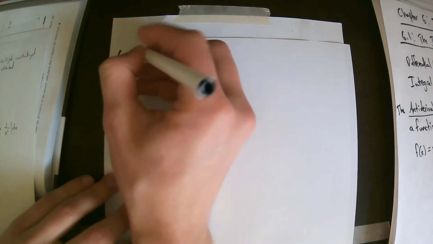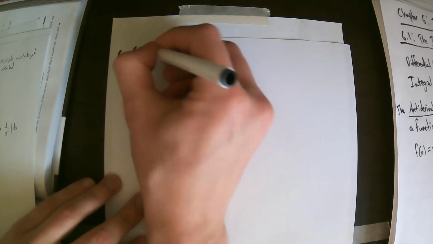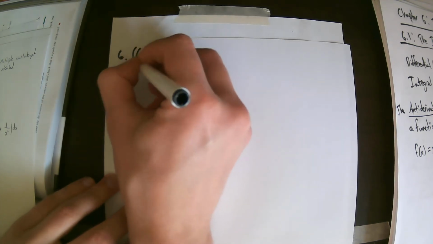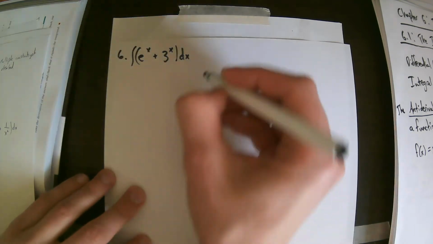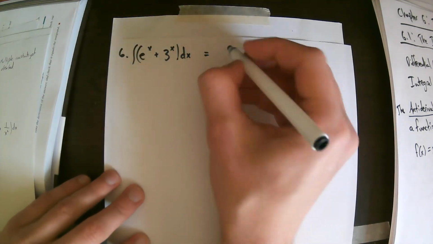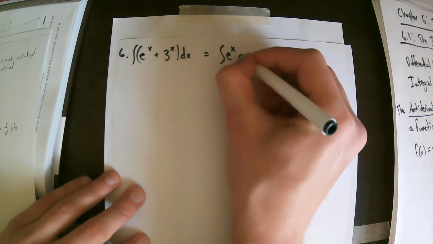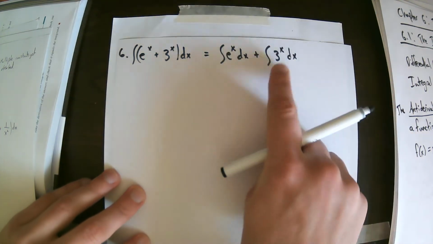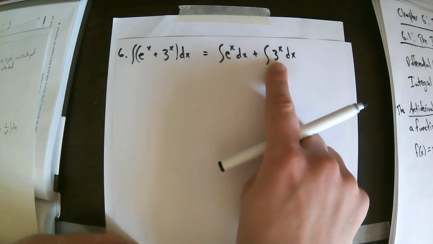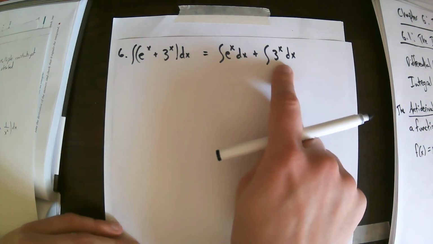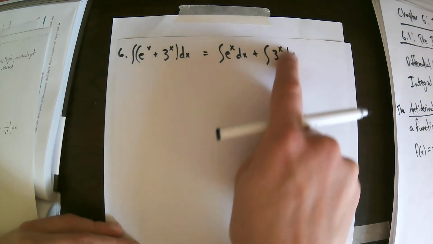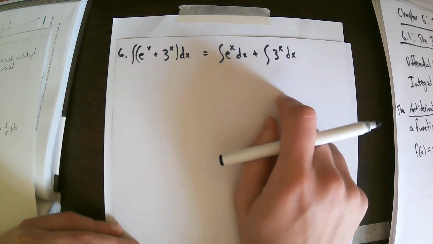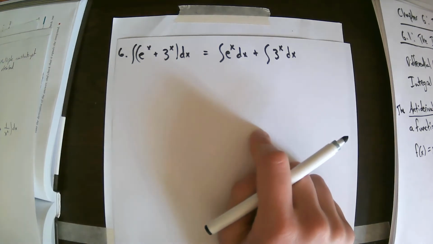So number 6, the integral of e to the x plus 3 to the x dx. Let me write those in parentheses. That's the same as the integral of e to the x dx plus the integral of 3 to the x dx. Now I cannot pull this 3 out because that's not a coefficient, right? That's not like 3 times x, it's 3 raised to the x. This 3 is a part of this function. I cannot remove the 3 and just have that x floating up there by itself.